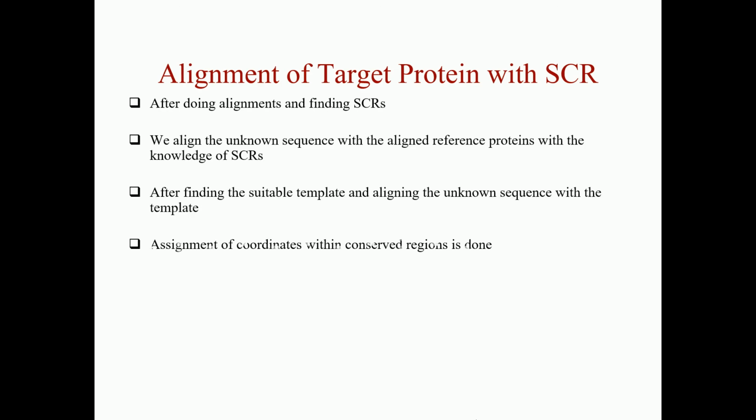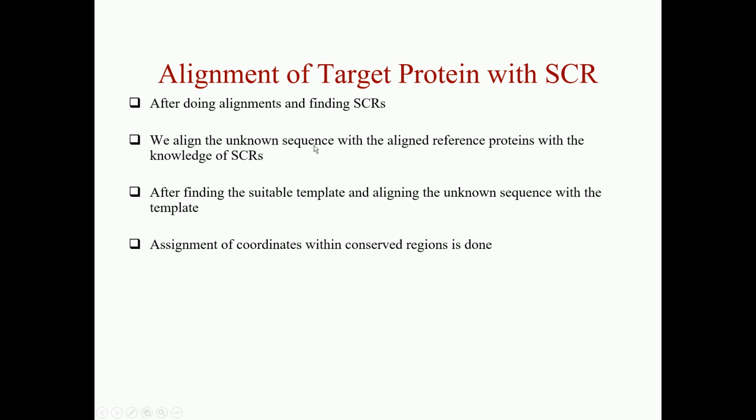So this is basically the same thing which I am saying again and again. After doing alignments and finding structurally conserved regions, abbreviated as SCRs, we align the unknown sequence with the aligned reference proteins with the knowledge of structurally conserved regions. So these conserved regions are made use of, and with the help of these sequences, they are aligned.